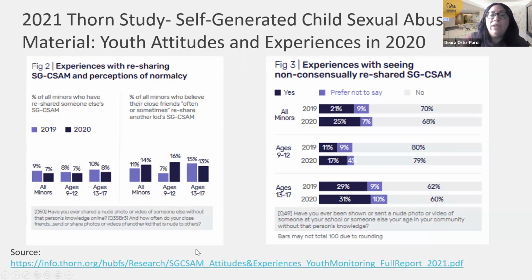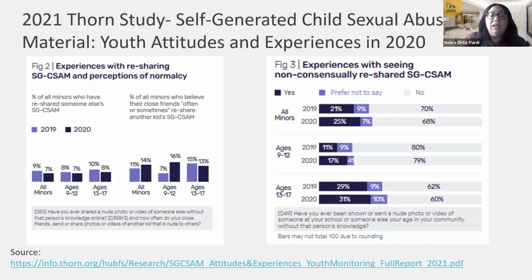Okay, so this is just another breakdown of some of the data from the 2021 report. If you take a look at the 9 through 12-year-olds again, their perception on believing that this behavior is normative jumps from 7 to 16%. So again, we can tell kids that most kids are not engaging in sexting behavior, but yet they still have this belief that it's normal. Also, 21% of this age group has seen non-consensual CSAM.